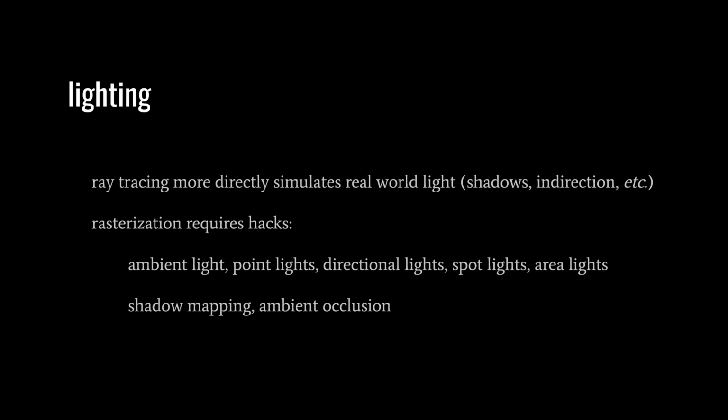So in the rasterization world, the way we account for lighting involves a lot of hacks. We have these fairly artificial notions that are not really based in physical reality, things like ambient lights, point lights, directional lights, spotlights, area lights. And then for handling shadowing, we have to do other hacky things: shadow mapping, ambient occlusion, and some other techniques. It's kind of just a combination of hacks. That's what we're going to cover in more of the later code examples. We're going to show you how to account for lighting.